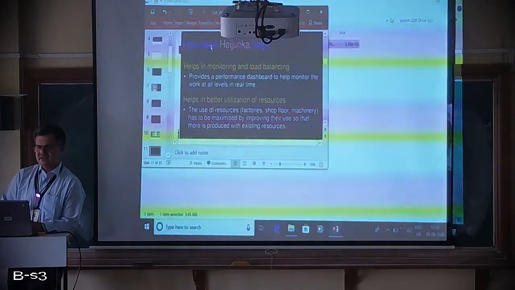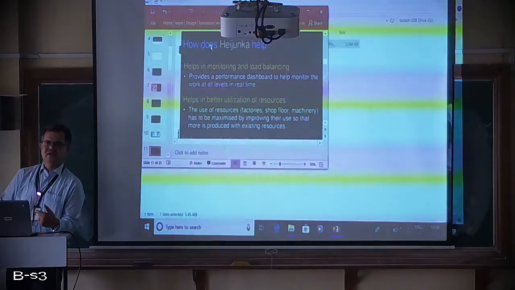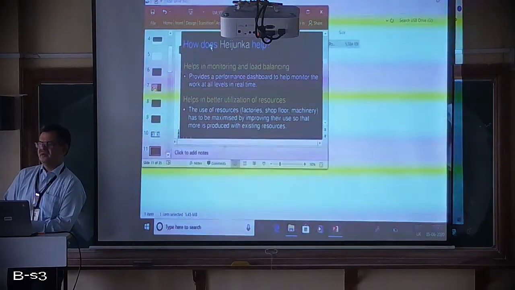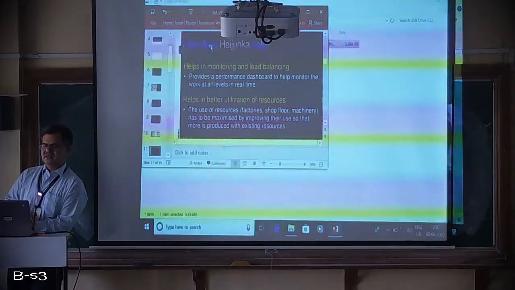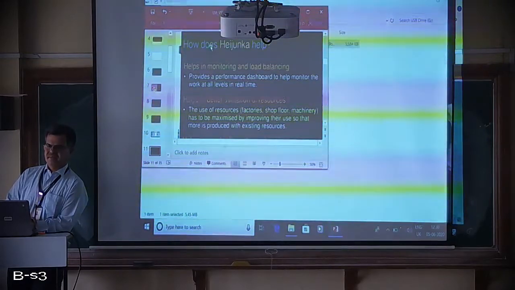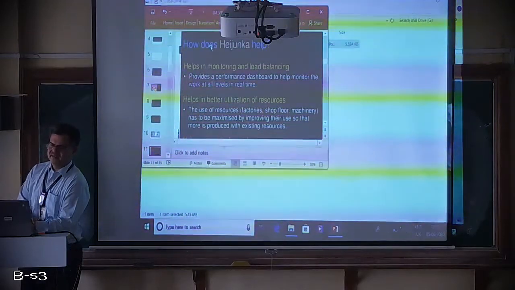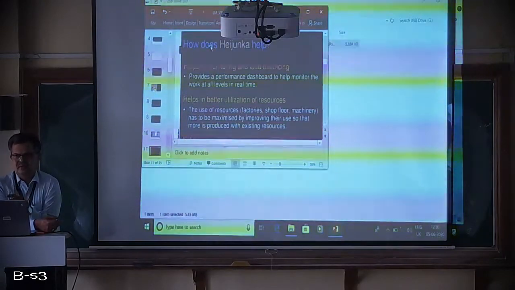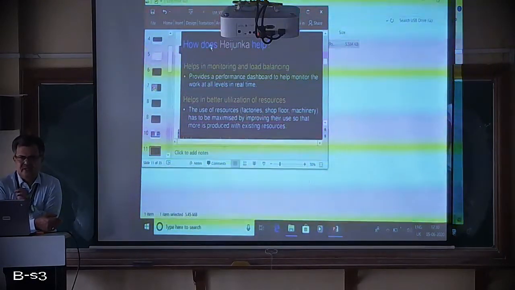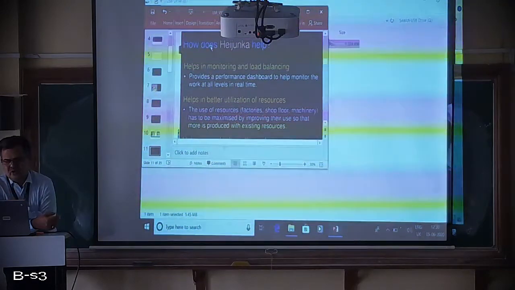Okay, how does this Heijunka help then? I told you about level scheduling and the disadvantages when it is not leveled properly. So how does Heijunka help? It helps in monitoring and load balancing. Load balancing is very important in scheduling, across the machines and the workers.